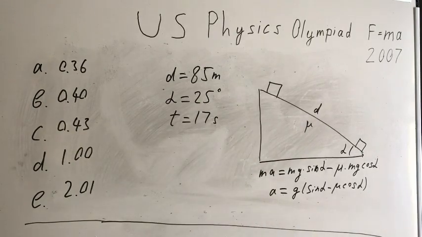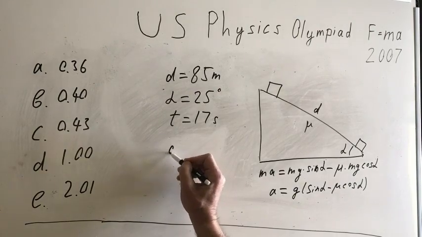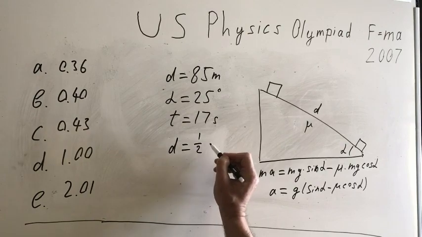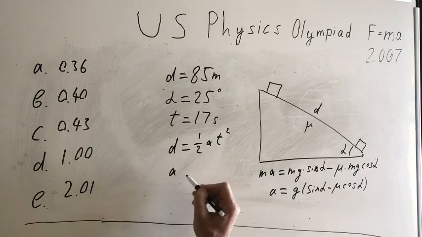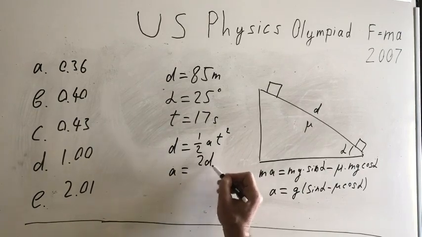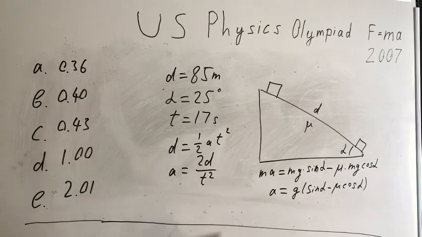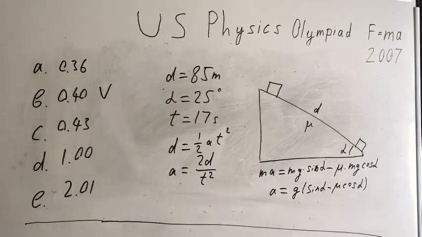Alpha is given, 25 degrees. But the acceleration we can find from this data. We have distance, we have time, and we have the kinematic formula that distance equals 1/2 a t squared, and we can find that acceleration equals 2d over t squared. All numbers are given, and we can calculate the acceleration, put it in this formula, and find the coefficient of friction. That will be 0.4.